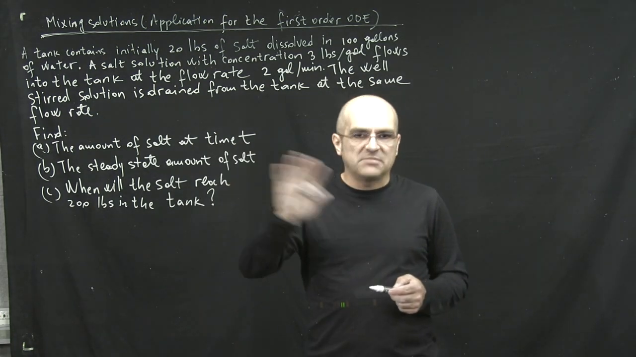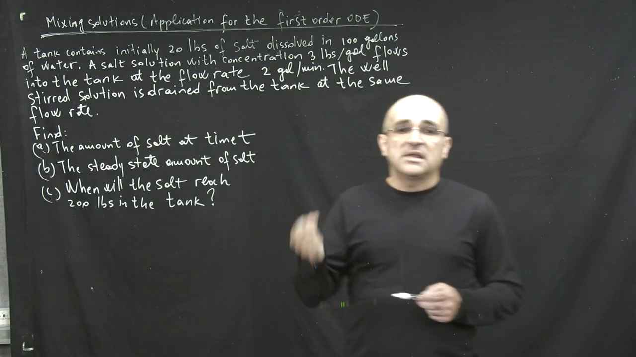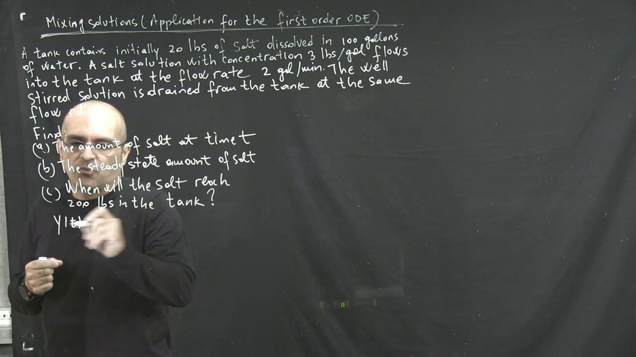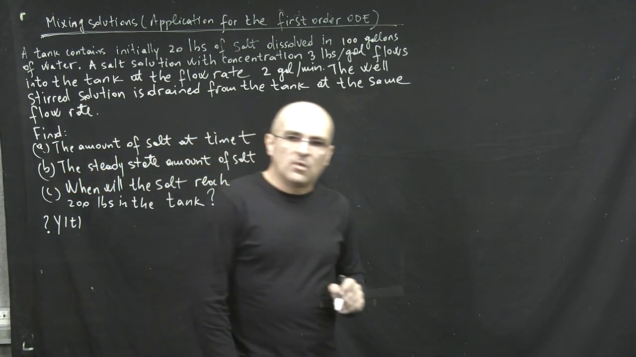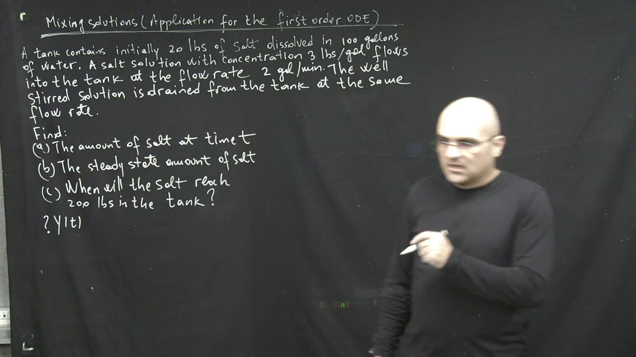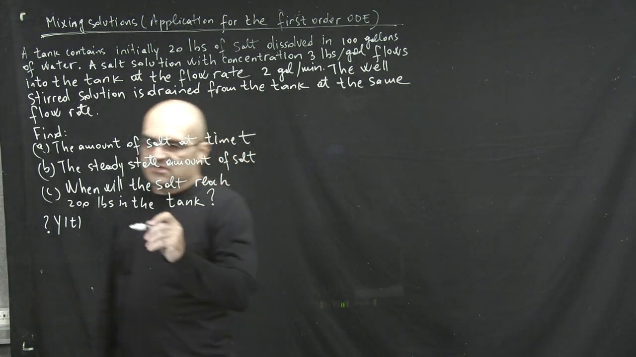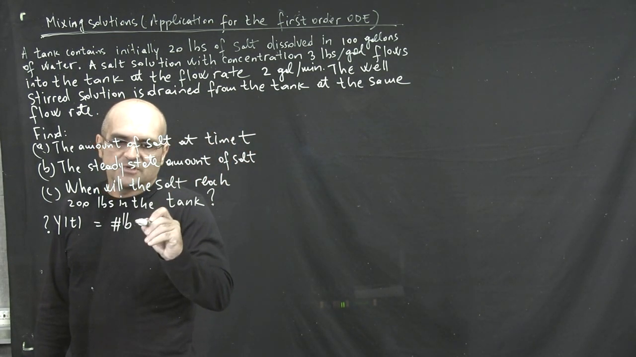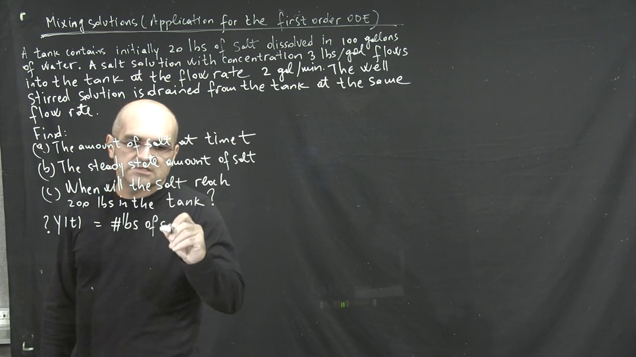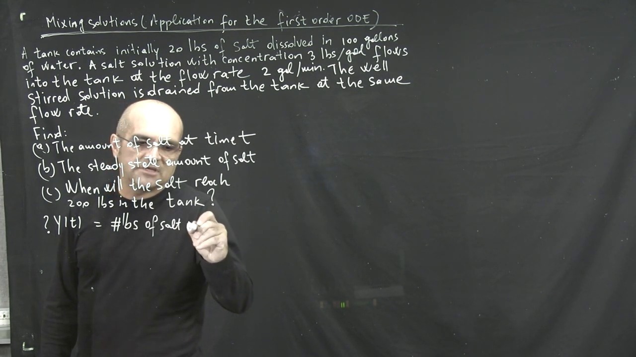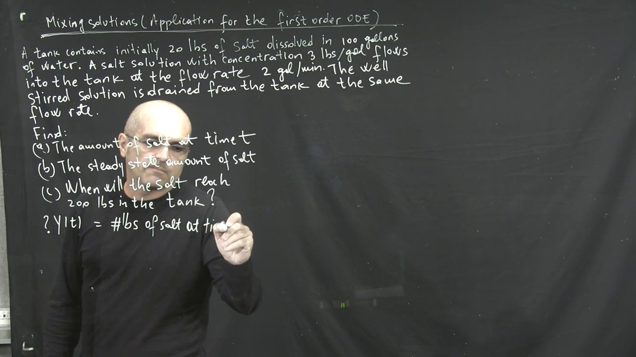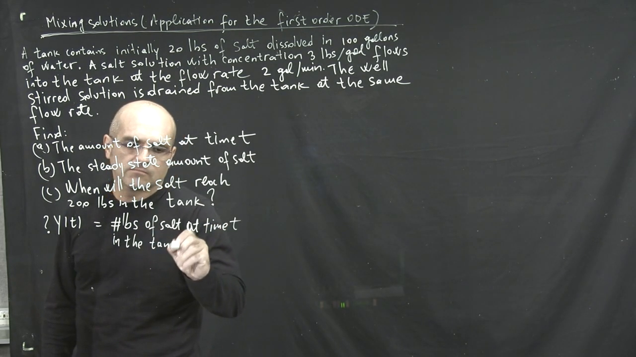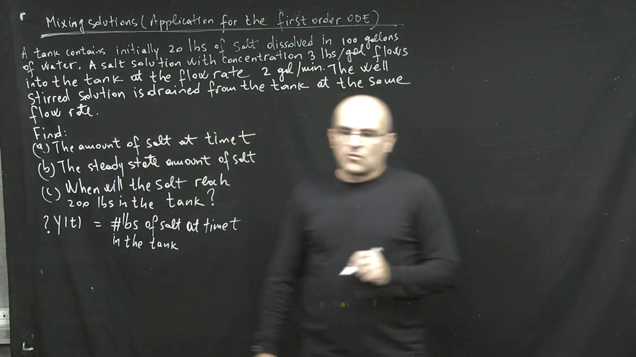So t is the time, that's pretty obvious, but what is the dependent variable? What is y of t in your problem? So y of t, as the problem requests, will be the amount of salt at time t. Because this is measured in pounds, you want y of t to be the pounds of salt at time t in the tank. That is the meaning of y of t.